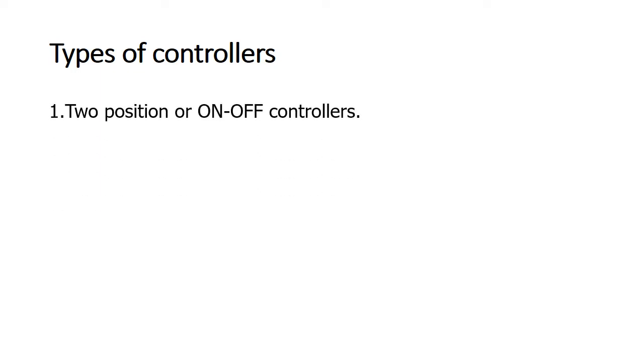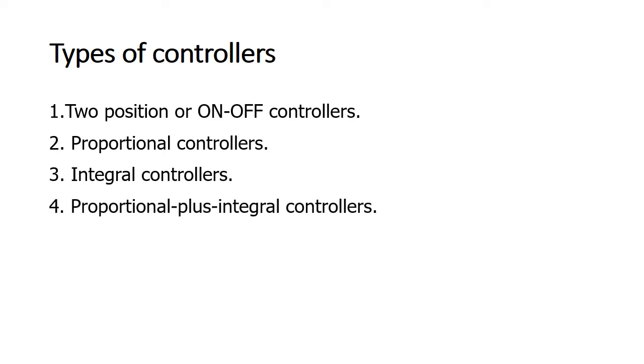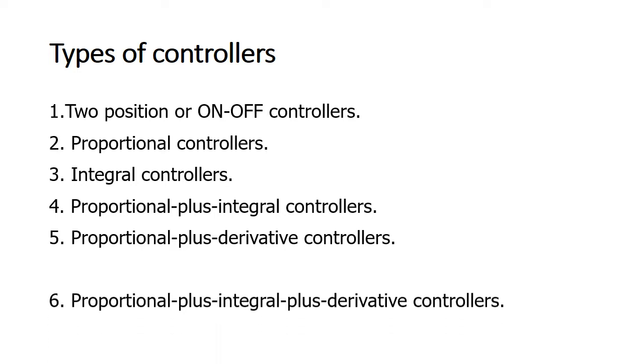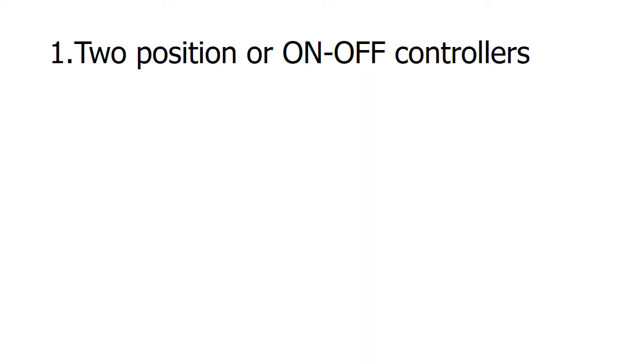We have many types of controllers. Let's see the names one by one. First one is two position, otherwise called on-off controller. Second one is proportional controller. Third one is integral controller. Proportional controller is shortly called P controller. Integral controller is shortly called I controller. Then proportional plus integral controller, in short we call it PI controller. Fifth one is proportional plus derivative controller, we call it PD controller. Proportional plus integral plus derivative controller, we call it PID controller. These are the 6 types of controllers, among which the first one is two position or on-off controller.